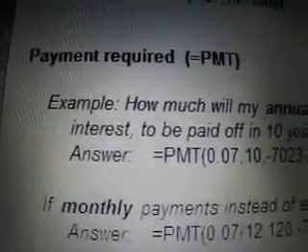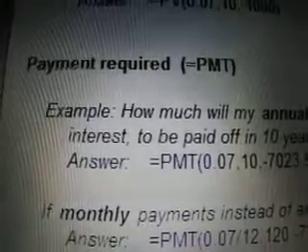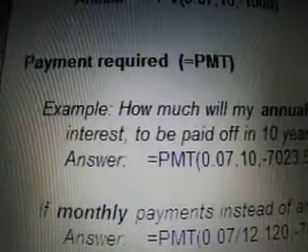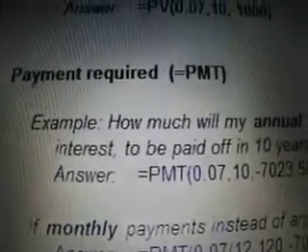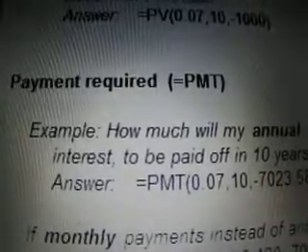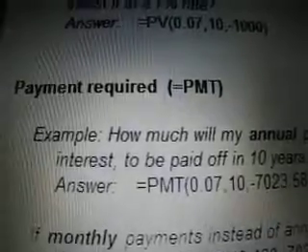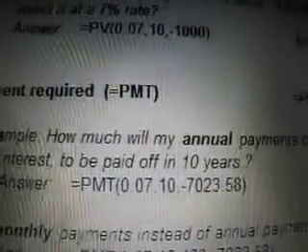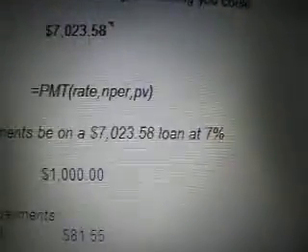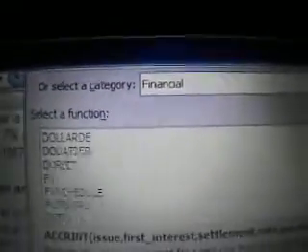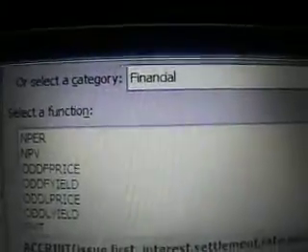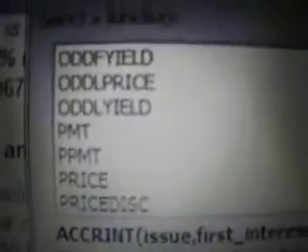Okay, the next example is that we are going to compute the payments. So what are the annual payments if the loan amount is $7,023.58, 7% and 10 years. Click on the function. Now we are looking for payment. So let's go down and look for the payment function. Right here.